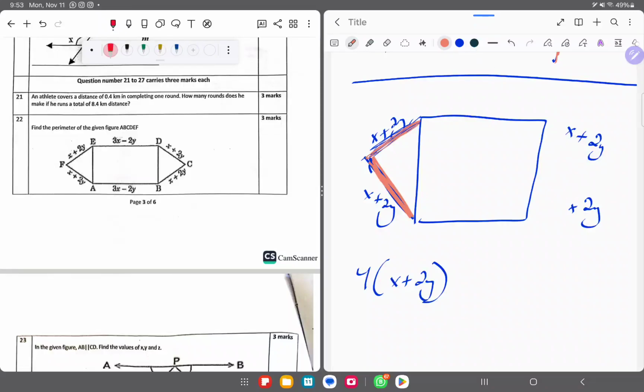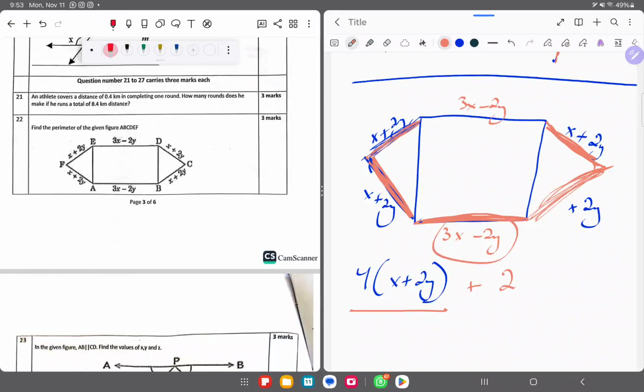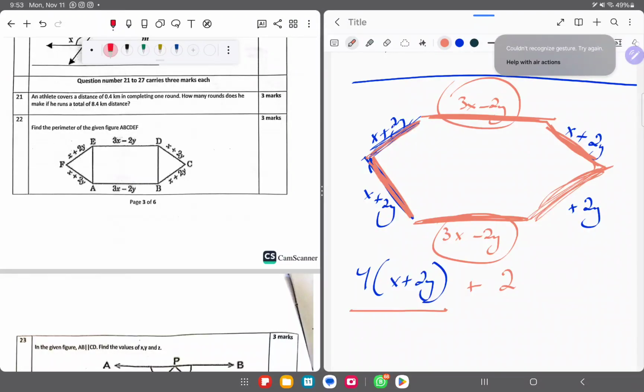Now, okay, let's do this. These are red. Now I finished with these. I wrote it here. Now what is left is this one. So this one is 3x minus 2y once, 3x minus 2y twice. So plus twice. So now these two, remove these two. So look, what am I left with? I'm left with this shape.